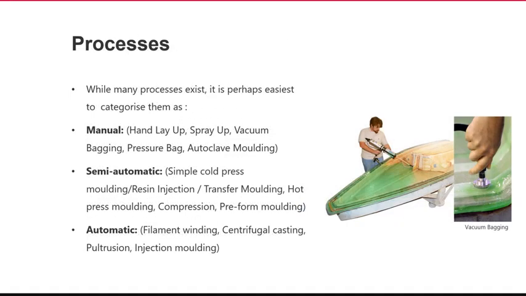And finally, the last thing to consider is processes. For the creation of composite materials and composite products, there are many processes that we can consider. These can be either manual, semi-automatic, or automatic. Some of the common manual processes include hand layup, spray up, vacuum bagging, pressure bagging, autoclave molding. Some of the semi-automatic processes include resin injection, transfer molding, hot press molding, amongst others. And finally, the automatic processes include things such as filament winding, centrifugal casting, pultrusion, and in some cases, injection molding.